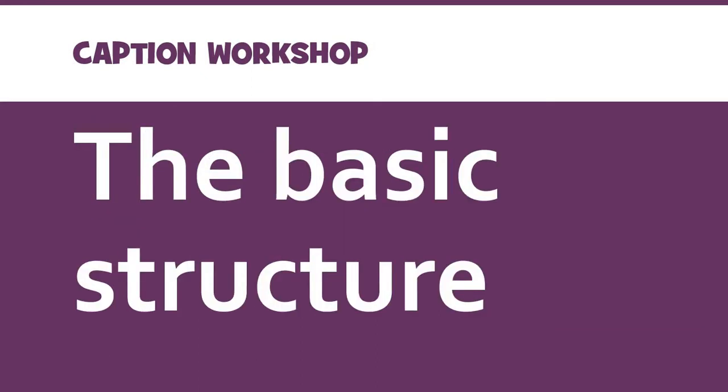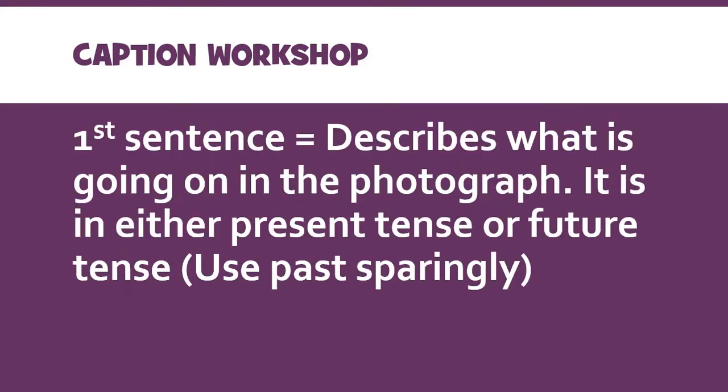So here is the basic structure for a caption. If you follow this basic structure from now until the end of the semester, you will be doing a great job. And it's a really simple thing. As long as you can differentiate the use of two different sentences, you'll be great. The first sentence of a caption describes exactly what is going on in the photograph. Its whole purpose is to let the reader know exactly what they're looking at.